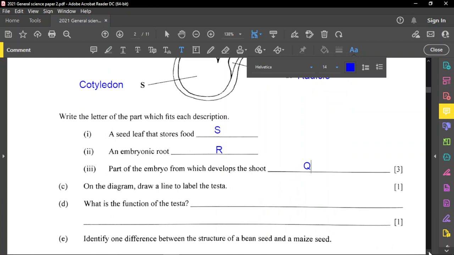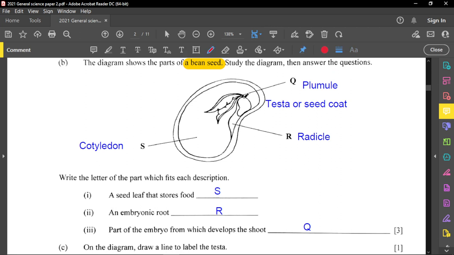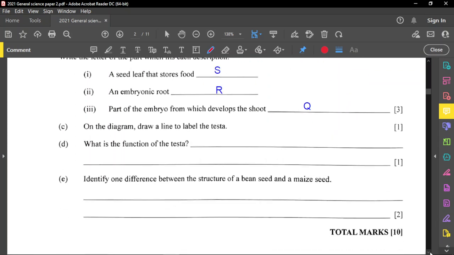Part C, on the diagram, draw a line to label the tester, and we already did that, so that is good. We have labeled the tester already, which is the outer part of the seed itself. So the tester is this line and the outside part right here. That's the tester. All right, so the next question is, what is the function of a tester?